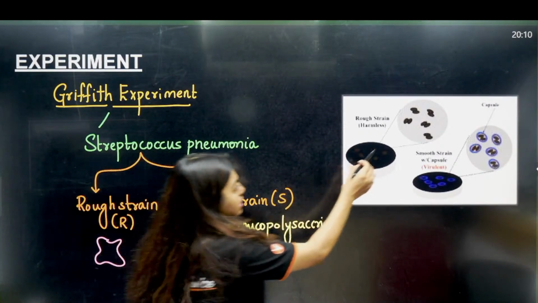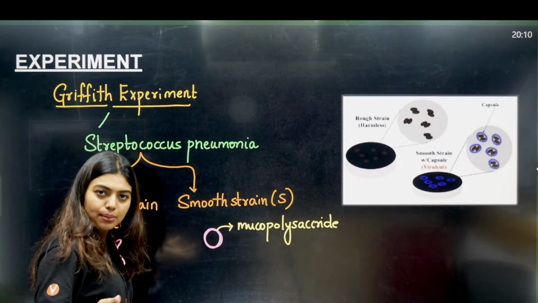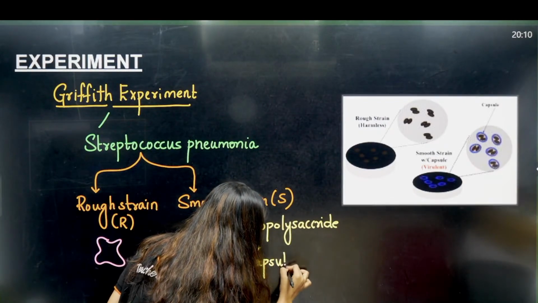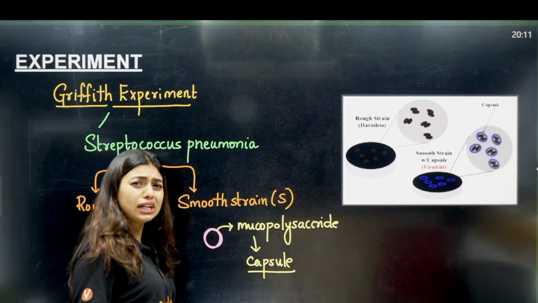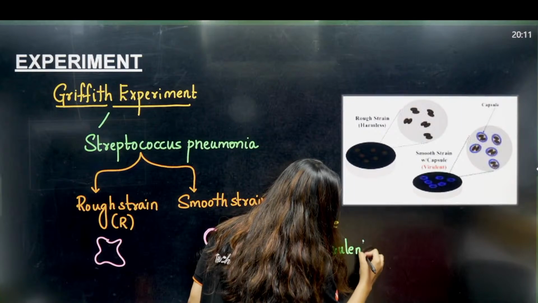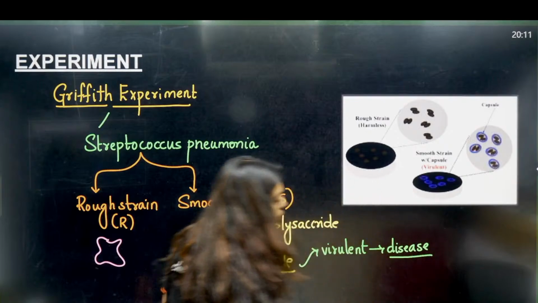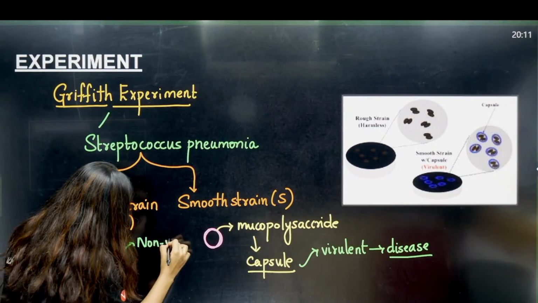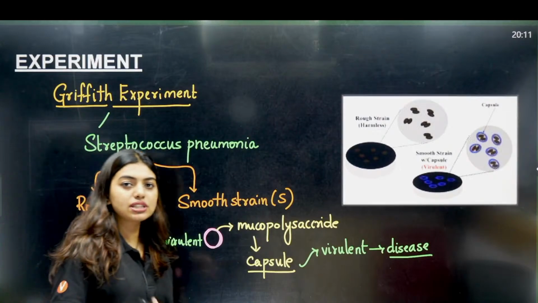Okay, as you can see here, this is your rough strain and this is your smooth strain, and the smooth strain had a capsule. You can either call it a capsule or you can call it a mucopolysaccharide. There was a capsule, and this capsule would have made the smooth strain virulent. Virulent means what, ma'am? Virulent means the disease causing one. Virulent means the dangerous, no, the villain type of person. Here it is the disease causing one, and this was non-virulent. Okay, non-virulent. So, rough strain was there, smooth strain was there.